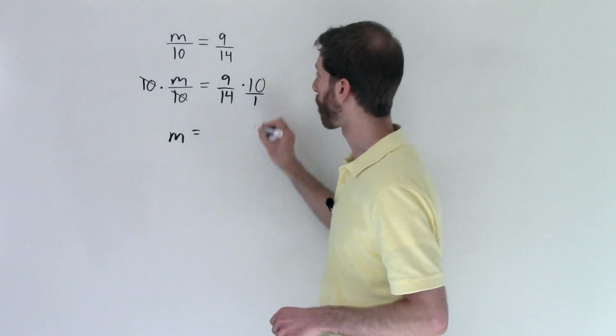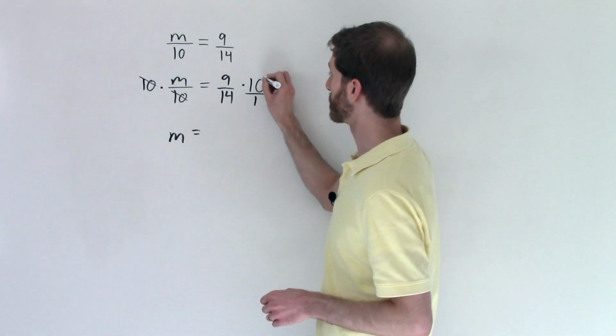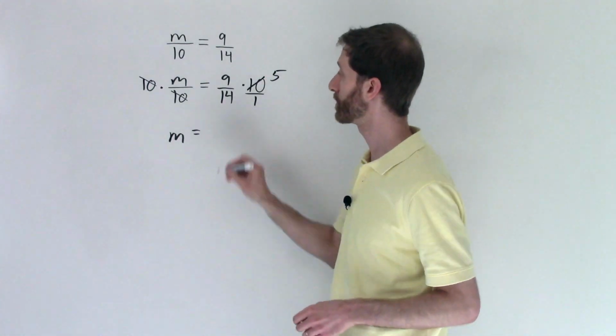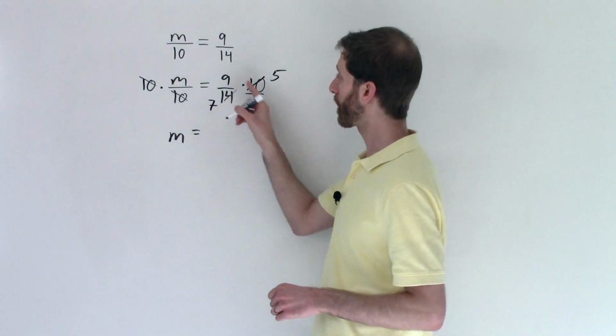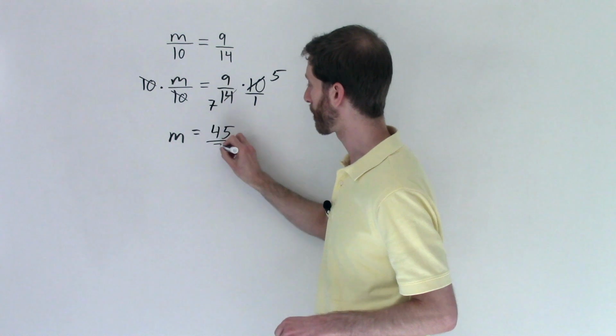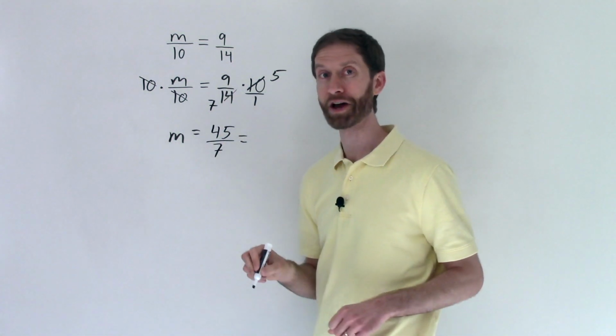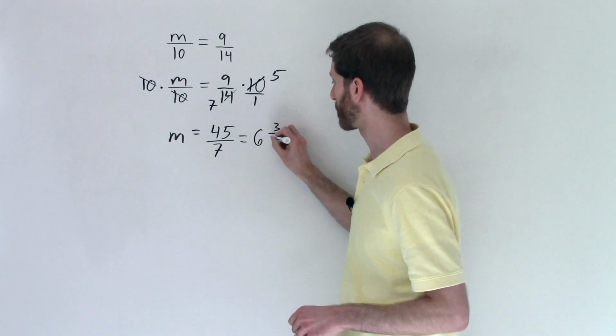I'm going to put that over 1. 10 and 14 share a GCF of 2. So the 10 will become 5 when divided by 2. The 14 will become 7 when divided by 2. Now we multiply across and we get 45 over 7, which as a mixed number is going to be 6 and 3/7.